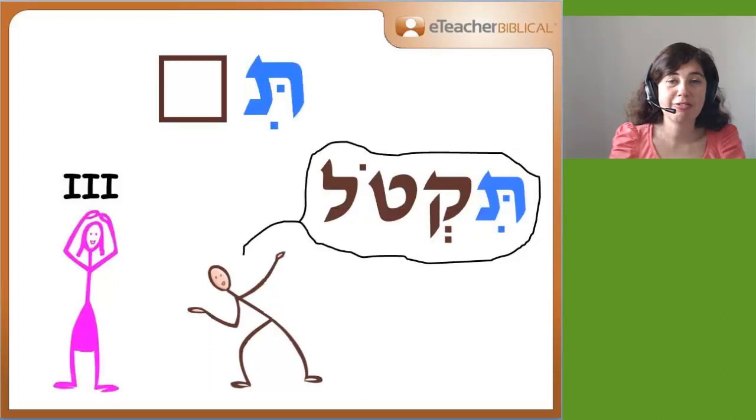and the feminine form is tiqtol. Tiqtol is the same form basically, but it has a prefix t. Actually, there are only 4 prefixes, and I will explain them in a minute. So far you know yi and ti.